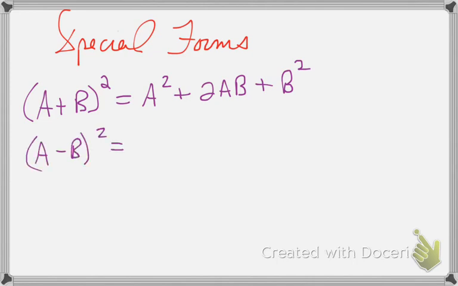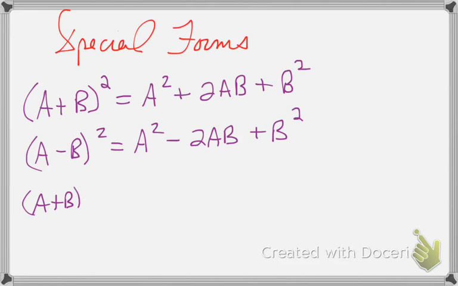Different square. And then we have a minus b squared, which multiplies into a squared minus 2ab plus b squared. And then we had our difference of squares: a plus b times a minus b multiplies to a squared minus b squared.